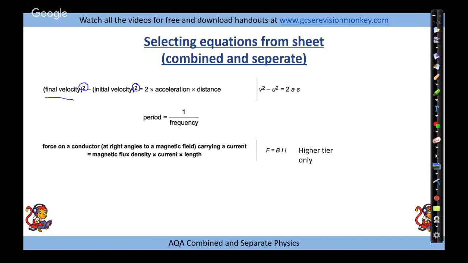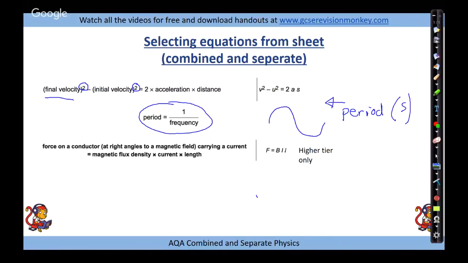Okay, now this one is to do with waves. Okay, so period of a wave is how long it takes for one wavelength to go past you. Okay, so it's a length of time. So period will be measured in seconds. So for example, it could take 3 seconds to go past you. Now, frequency is a measure of the number of waves that go past in 1 second. So frequency is measured in hertz.